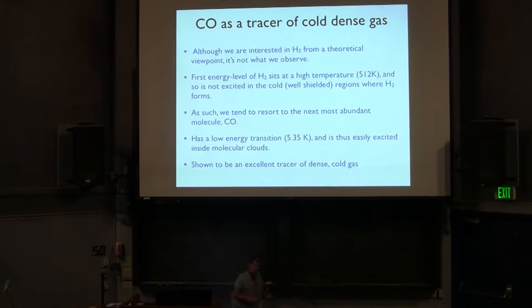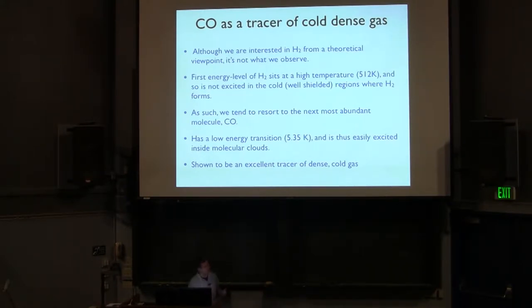The more important part is the fact that H2's first excited level, the rotational transition level of J equals 2, is at 512 Kelvin, right? And so you can't excite it inside a cold GMC. You simply can't get enough H2 to be excited. So if H2 is excited and that level is radiating away, you will be able to see it.